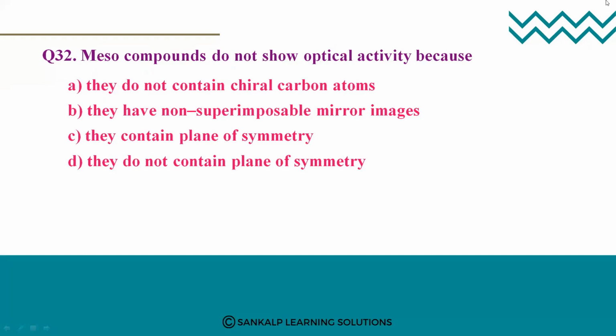Meso compounds do not show optical activity because: A, they do not contain chiral carbon atoms. B, they have non-superimposable mirror images. C, they contain a plane of symmetry. D, they do not contain a plane of symmetry. So why do they not show optical activity? We said that meso compounds are optically inactive.